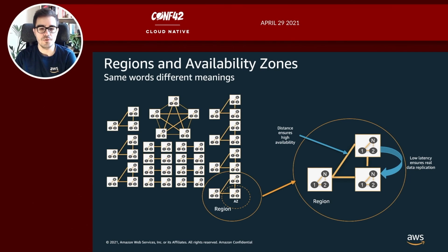A region is a physical location in the world where we have multiple availability zones. Availability zones, or AZs, consist of one or more discrete data centers, each with redundant power, networking, and connectivity housed in separate facilities. Availability zones exist on isolated fault lines, floodplains, networks, and electrical grids to substantially reduce the chance of simultaneous failure. It provides the resilience of performing real-time data replication and the reliability of multiple physical locations.